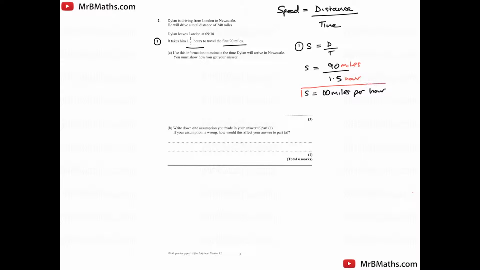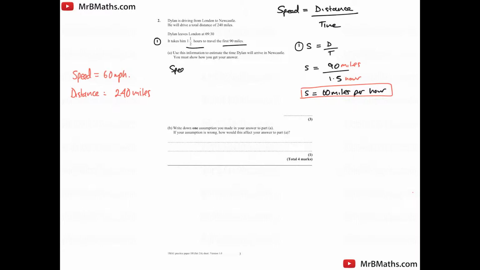Okay, so let's just keep that in mind. Right, so from this he's going 60 miles per hour. He leaves London at 9:30. How long will it take for him to travel to Newcastle? So if we know from what we've just worked out, speed is 60 miles per hour, we don't have the time, we have the distance. The distance from London to Newcastle is 240 miles. We're basically being asked how long will it take.